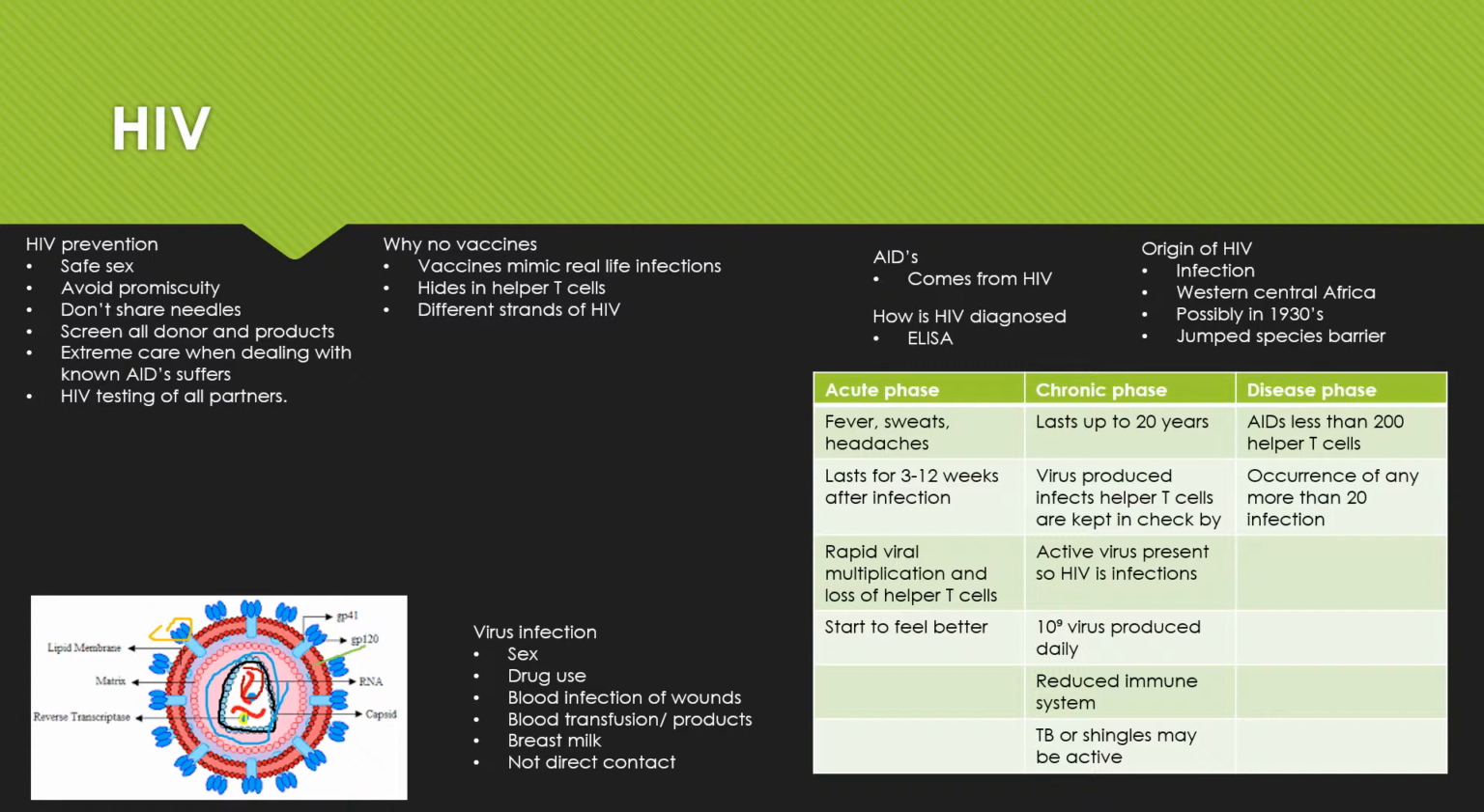So why are there no vaccines? Well, this is because vaccines mimic real-life infections, and the body makes antibodies so the pathogen in the future is destroyed. But HIV hides in helper T cells, so it can't be destroyed. And there are different strains of HIV, so you're going to need different antibodies to fight the different strains.